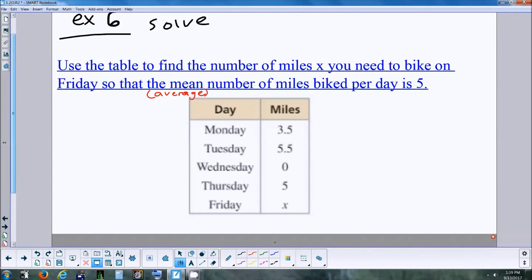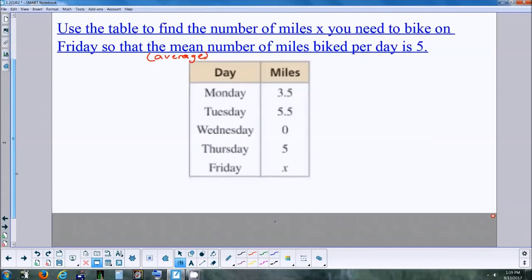So the average number of miles biked per day is 5. All right, so somebody remind me again, how do you find an average? You add every option that you have together, and then you divide it by how many numbers you have. Okay, so you add together everything you have, and you divide by how many there are.